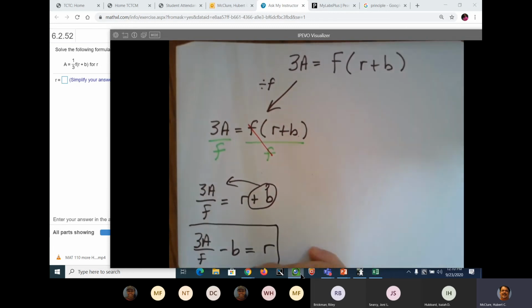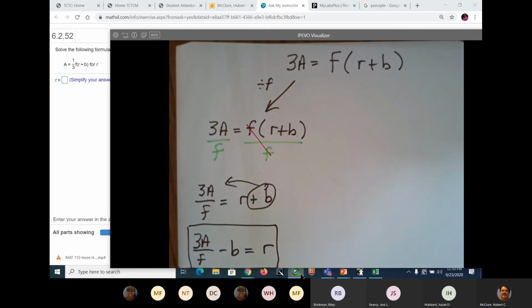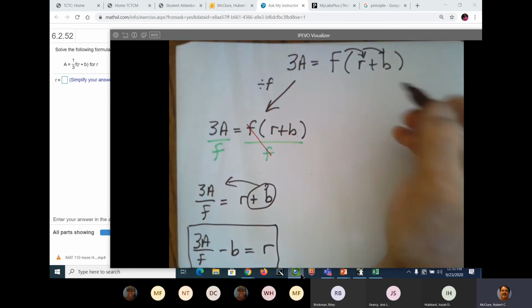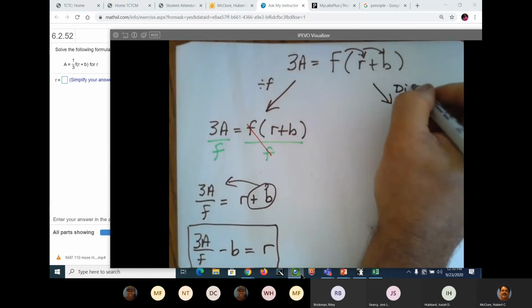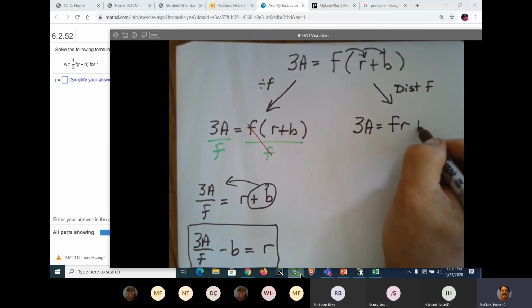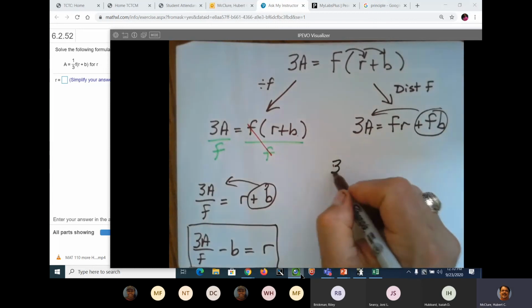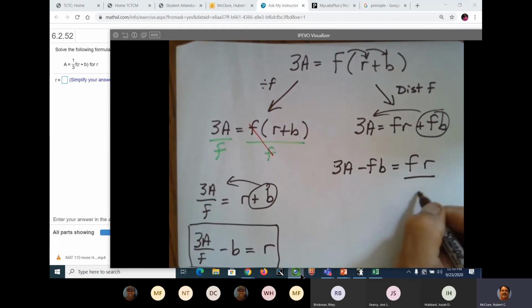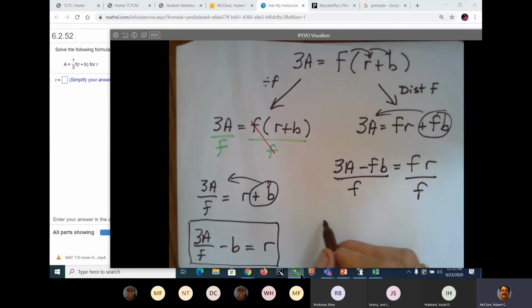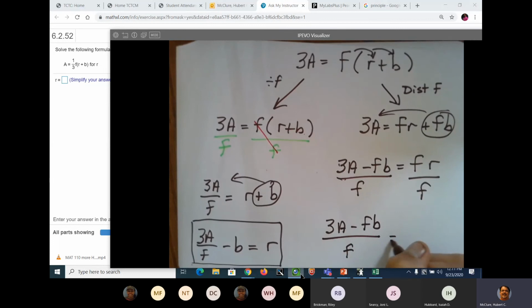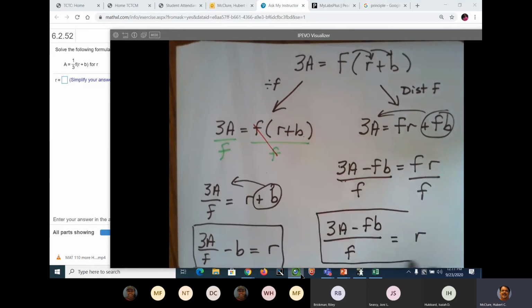Now that's one form of the correct answer. I divided by F first. If you distribute, you're going to get 3A is equal to FR plus FB. Take the FB across the river. Divide by F. 3A minus FB over F is equal to R. And that's another way to write the answer.